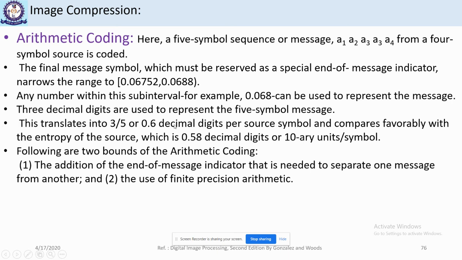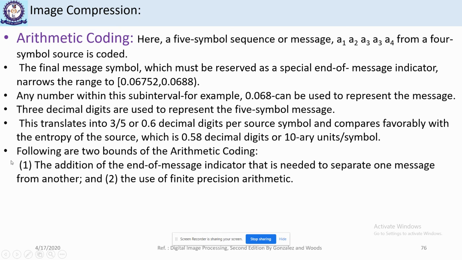If I want to find the decimal digits per source symbol, it is given by 3 divided by 5, since the total number of symbols is 5. So 3 divided by 5 comes out equal to 0.6 decimal digits per symbol. And if we find the entropy of the source, it comes out to be 0.5858 decimal digits per symbol, or 10 array units per symbol. So here we can see that we have good efficiency of this code in the reduction of coding redundancy.